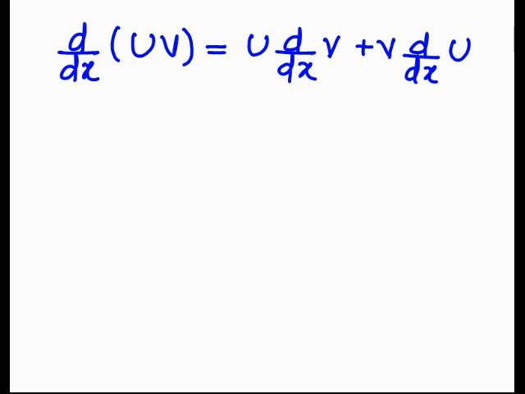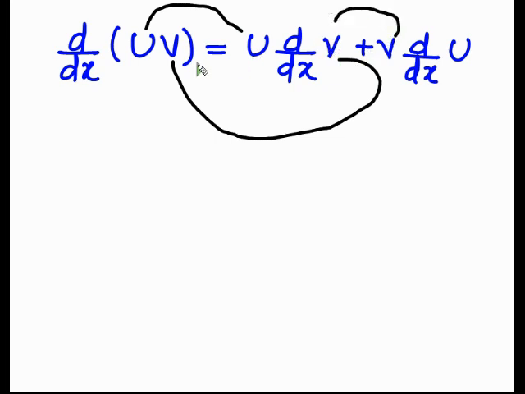Now if there is a derivative of a product of two functions, we keep the first outside and take a derivative of the second, and then we take the second outside and take a derivative of the first. So this is how we can apply it.